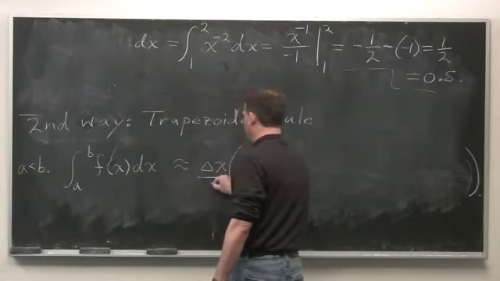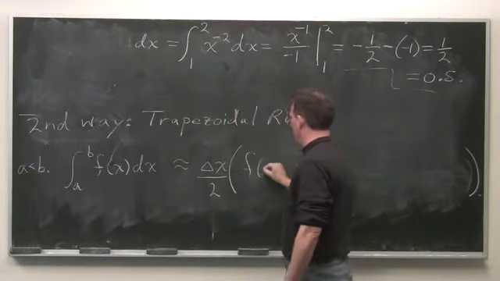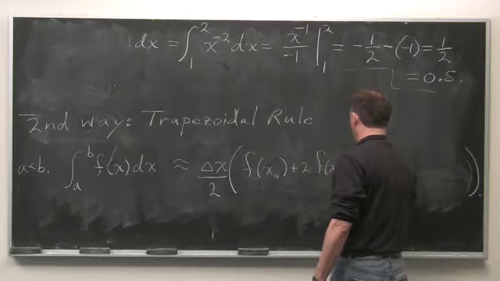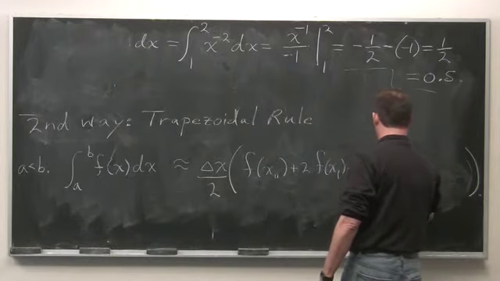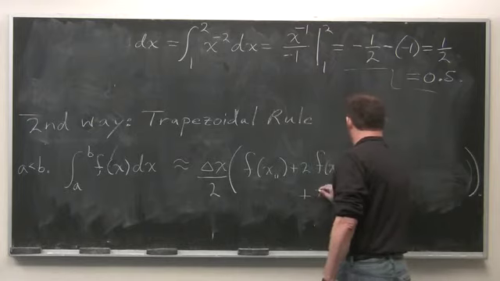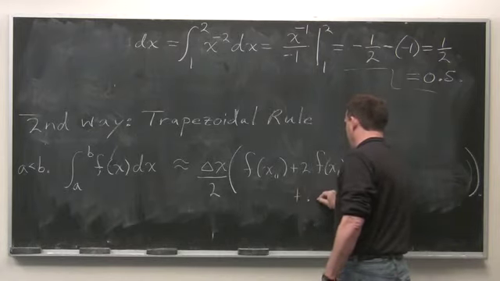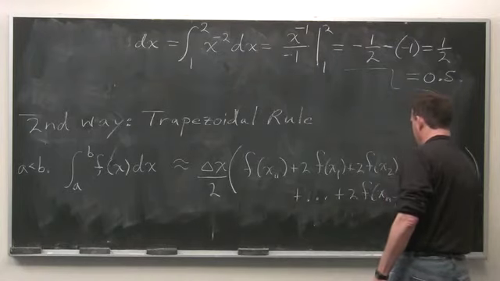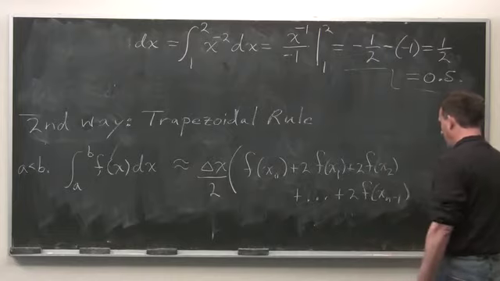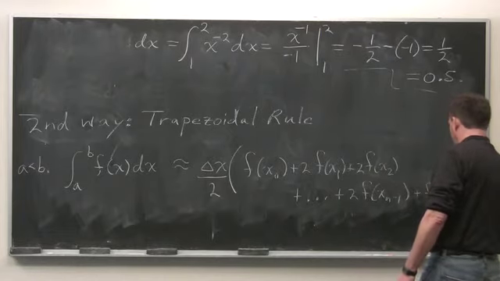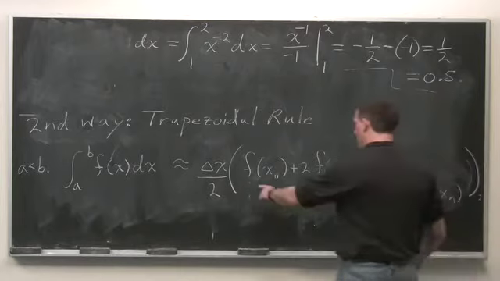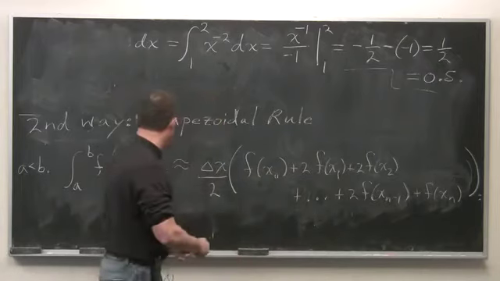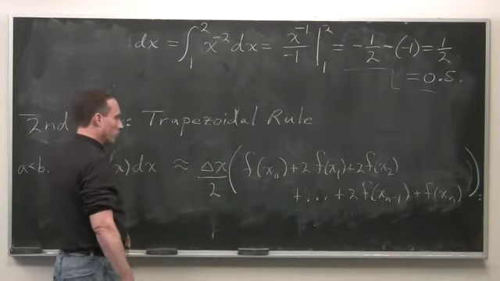The integral is approximately delta x over 2, and then f of x naught plus 2 times f of x1 plus 2 times f of x2, and you just keep adding 2 times, plus dot dot dot plus 2 times f evaluated at the next to last element in our partition, and then f of x sub n. So I'll say it again, you get f of x naught and f of x sub n with just a coefficient of 1, but then you get 2's for all the others. This is the trapezoidal rule.